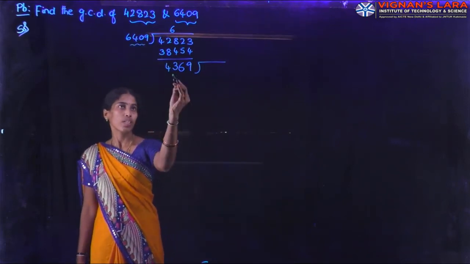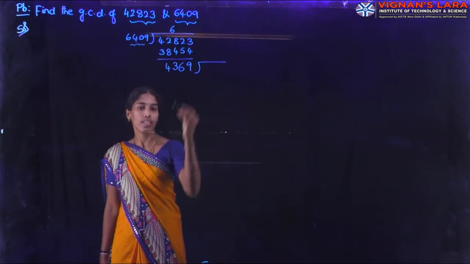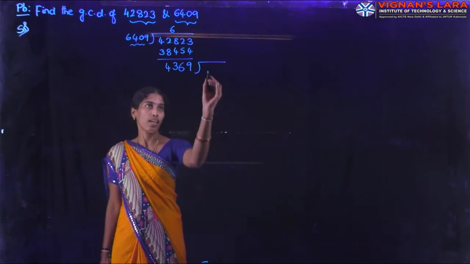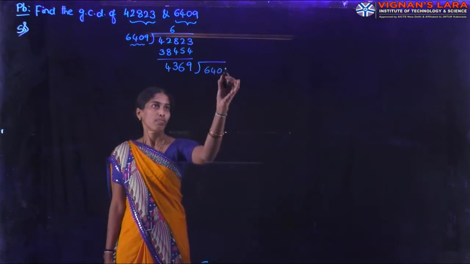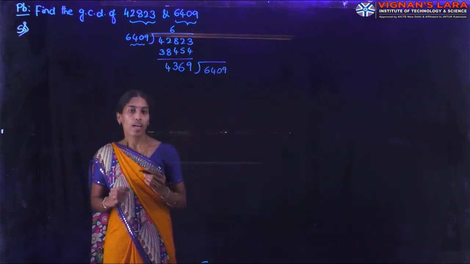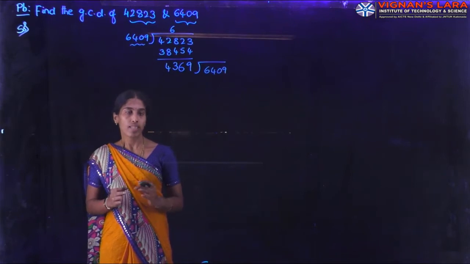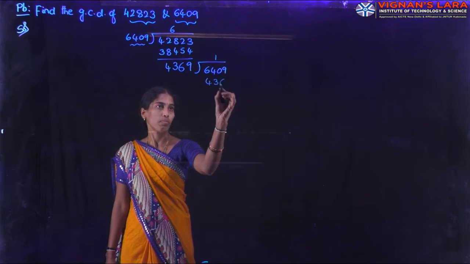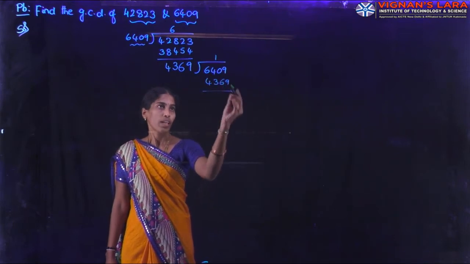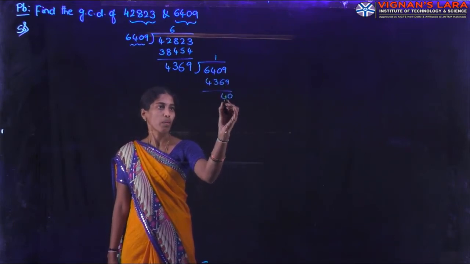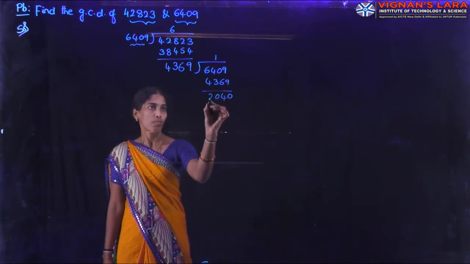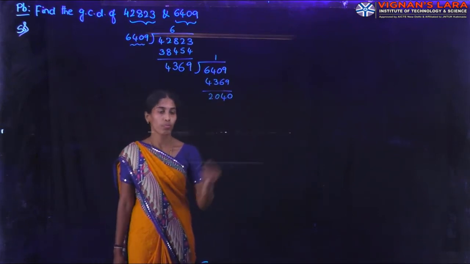Now divide the previous divisor 6,409 using this 4,369. This is the same thing we did in the Euclidean algorithm, right? Every time we are dividing the previous divisor by its remainder. So how many times? One time. 9 minus 9, 0. 10 minus 6, 4. Right? 3 minus 3, 0. 6 minus 4, 2.